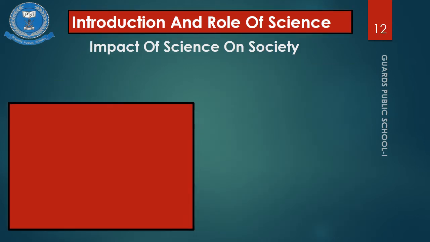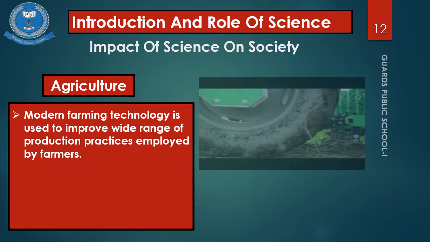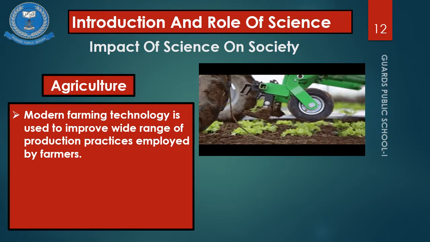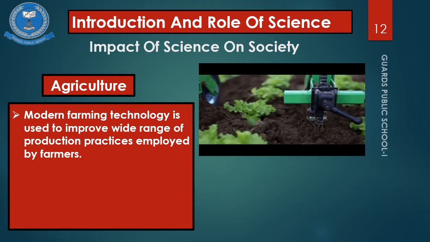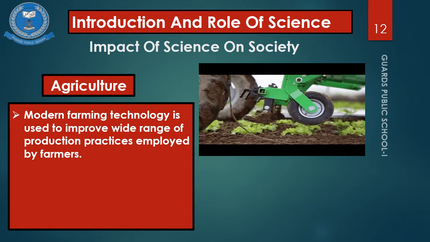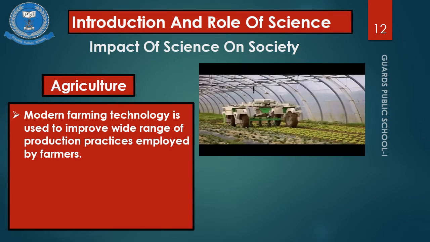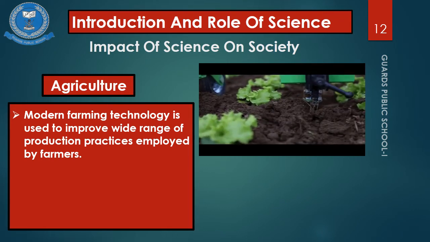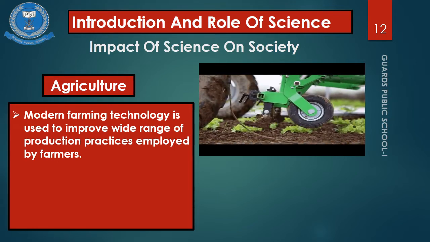Impact of science and technology on agricultural fields. Modern farming technology is used to improve a wide range of production practices employed by farmers. Use of technology in the agricultural field has many advantages. Use of modern machines can reduce the efforts of farmers. It can reduce the production time. It also improves the fertility of the soil and also increases the price and demand of the product.